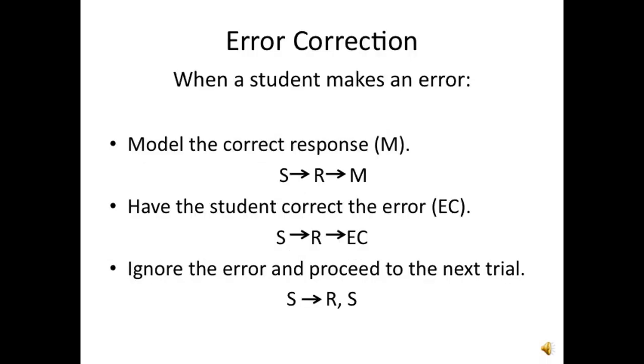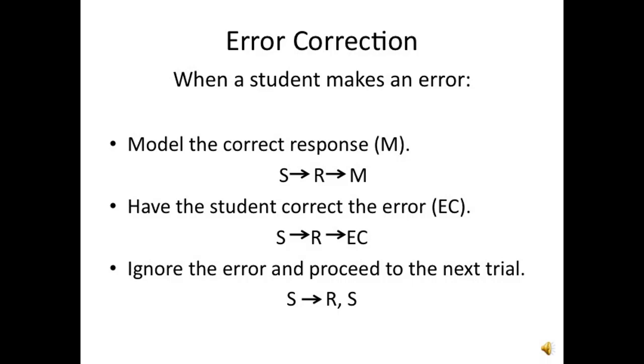So what happens when a student makes an error? On this slide are examples of error correction procedures. An error correction is usually provided by the instructor when the student does not respond to the stimulus that is presented or responds incorrectly to the stimulus presented. There are three common ways to correct an error. The first would be to model the correct response.